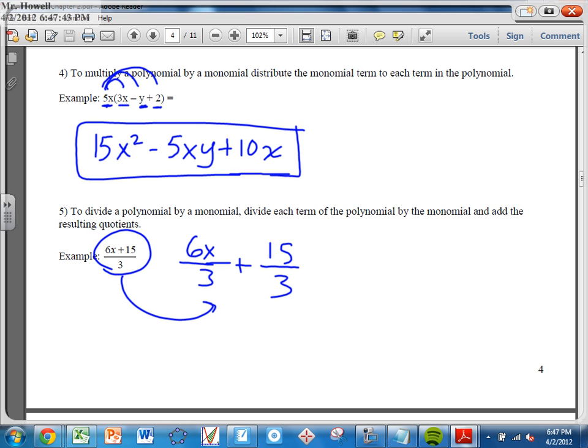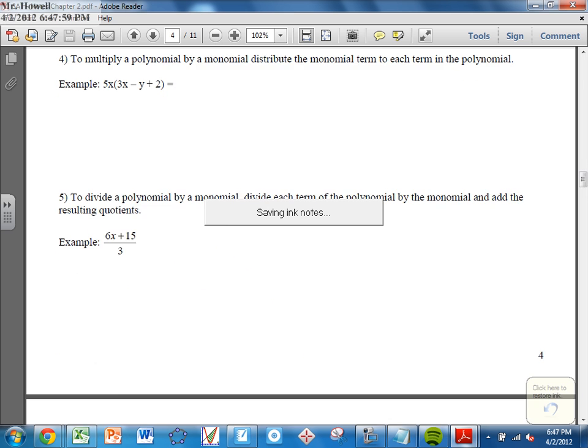And now just simply reduce. 6 over 3 is 2, so that's 2x. 15 over 3 is 5. 2x plus 5. So a monomial gets divided into both terms of the binomial, or of whatever the polynomial happens to be.